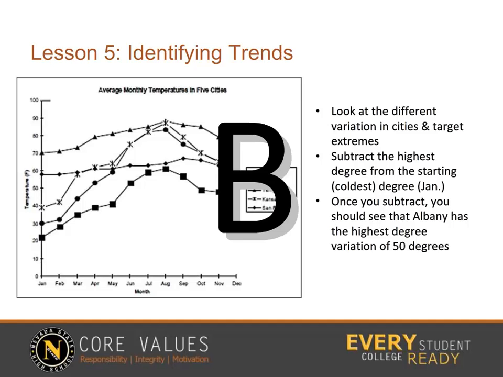In order to find the answer to this, you'll need to look at all of the cities and determine the variance in temperature for them. Look for the lowest degree and the highest degree for each city, then subtract the two to get the temperature variation. Once you have subtracted and seen the variation of temperatures, you will see that Albany has the highest degree of variation, 50 degrees. This makes the correct answer B. Click to the next slide when you're ready to continue.